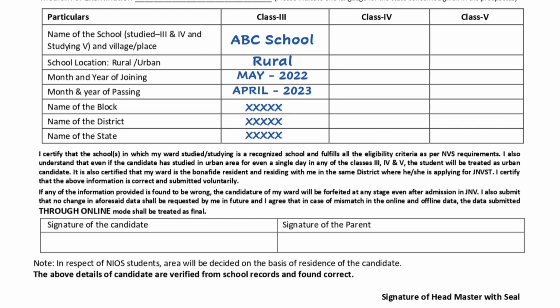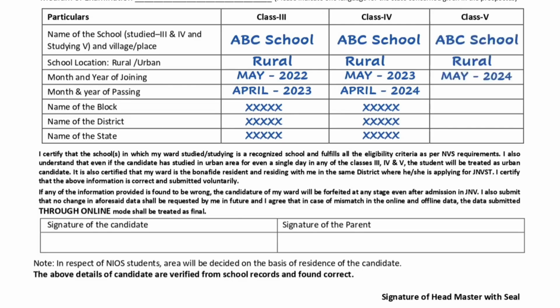In the same way, you are supposed to fill your other two columns. That is your 4th standard detail and presently studying in 5th standard. Those details you are supposed to enter here. Then probable passing results will be in the month of April. Therefore, I have given April 2025. That is how you are going to mention it over there for 5th standard. Don't get too confused about those things.